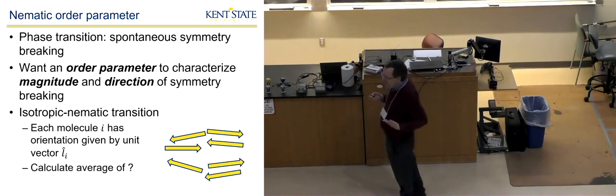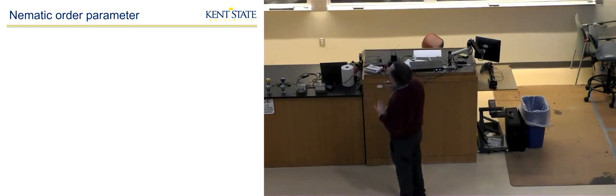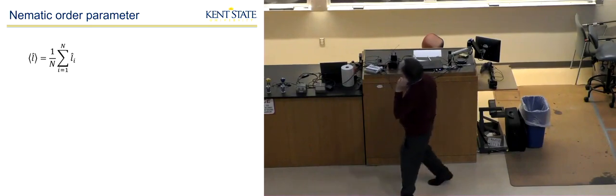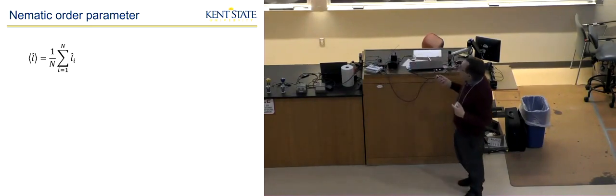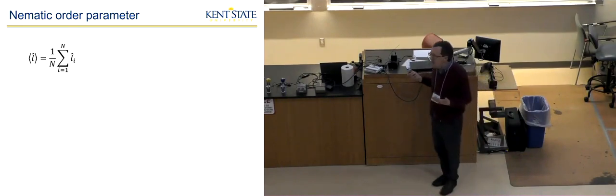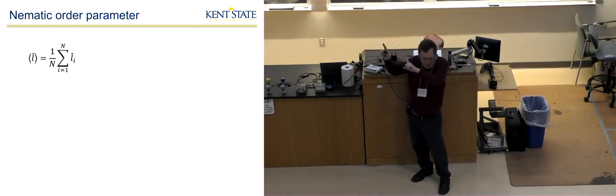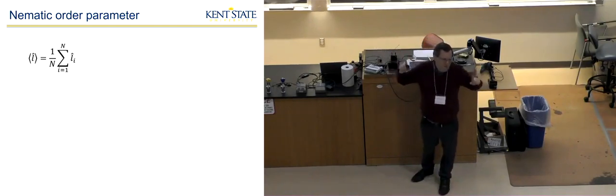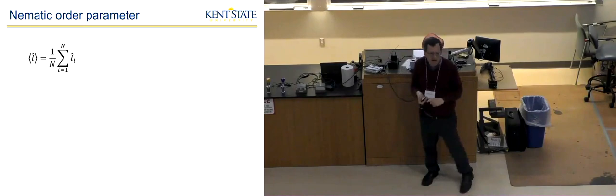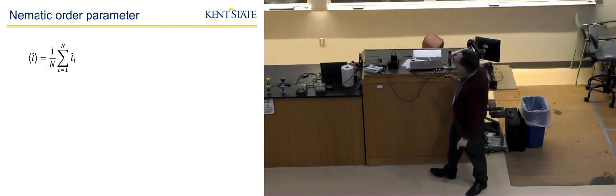Okay, so what do we calculate the average of? Well, the first thing you might guess is, let's average these unit vectors, right? That's what you do in the theory of magnetism. If you have a whole bunch of dipole moments, you average all the dipole moments, and that makes the net magnetic order of the material.